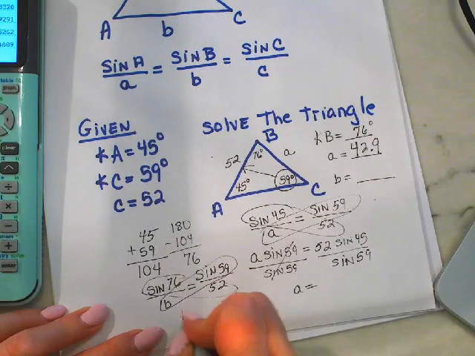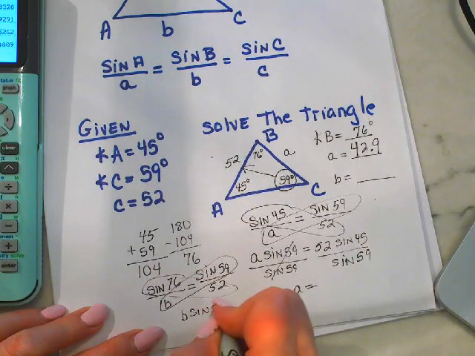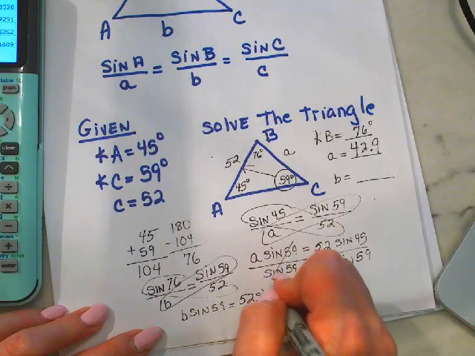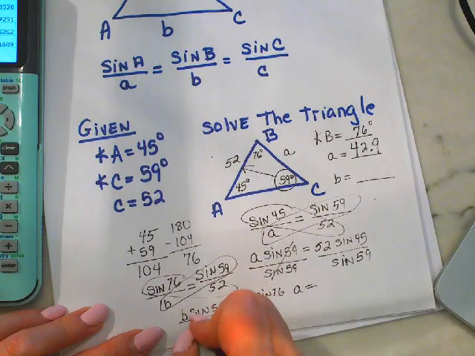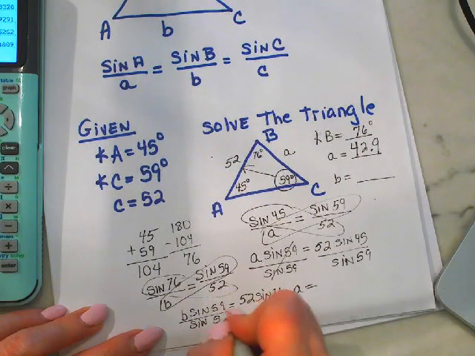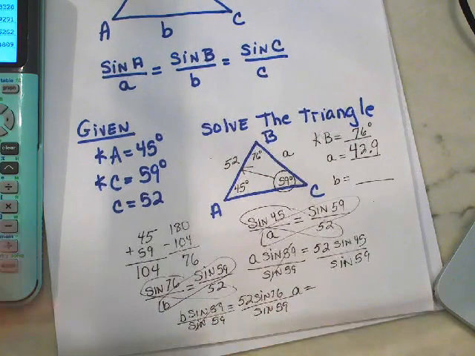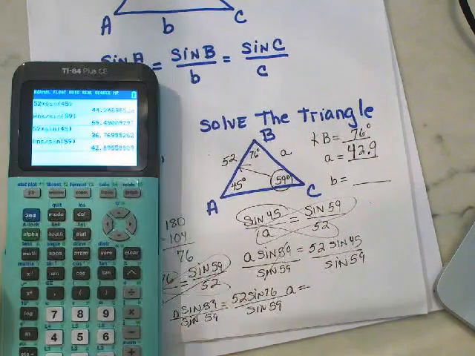Again, I'm going to do cross products. So B times the sine of 59 is equal to 52 times the sine of 76. I'm going to try and solve for B. I'm running out of space on my paper. Sorry about that, guys. Sine of 59.